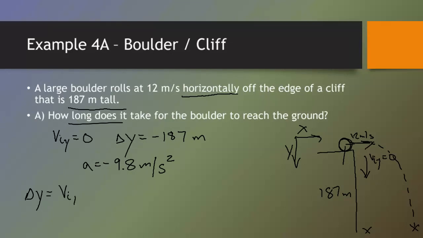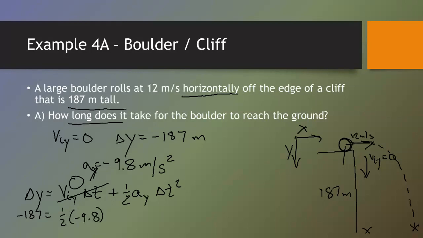That's going to be vi, the initial y velocity, times delta t, plus 1/2 the y acceleration. Remember, there is no acceleration left and right. Times delta t squared. We're looking for the time. We know delta y is negative 187. We know the initial velocity in the y direction is 0. And so that's going to be equal to 1/2 times negative 9.8 times t squared. So we're looking for the time.